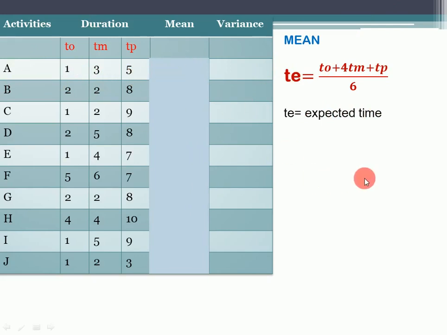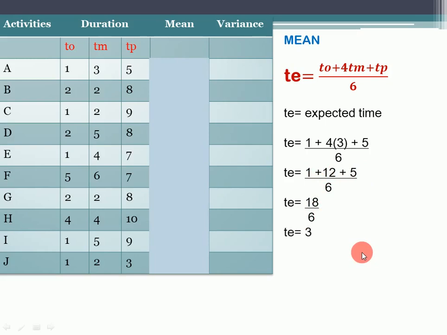Let's apply this formula for activity A. TO is 1, TM is 3, and TP is 5, divided by 6. Let's calculate it further. It will be 1 plus 4 multiplied by 3, that is 12, plus 5, divided by 6. And 12 plus 5 is 17, plus 1 is 18, divided by 6, and our calculated mean for activity A is 3, right? And you have to mention this 3 here. This way it's very easy.